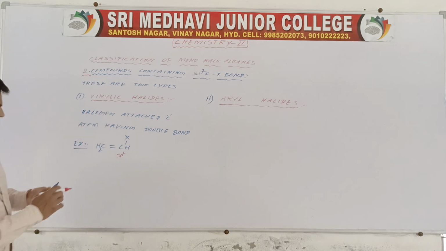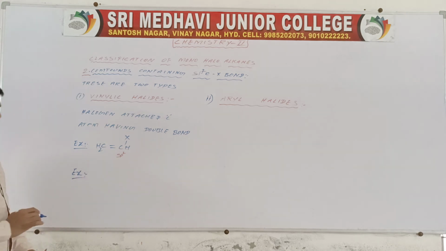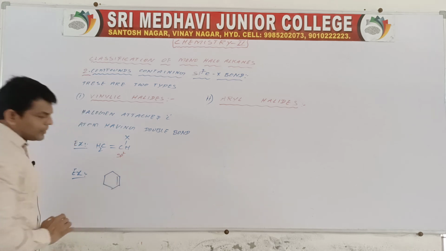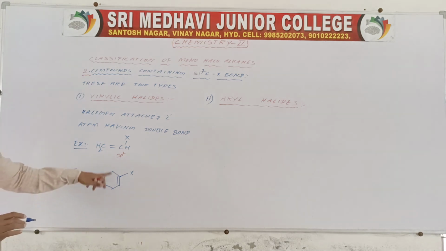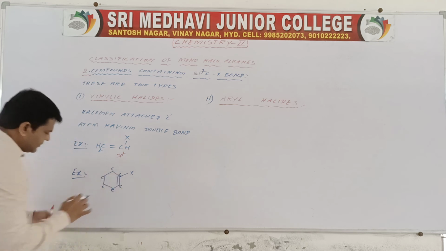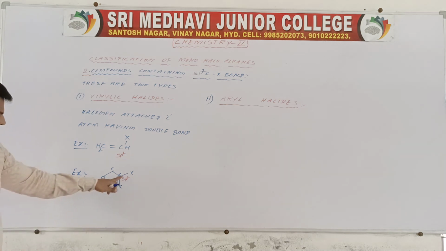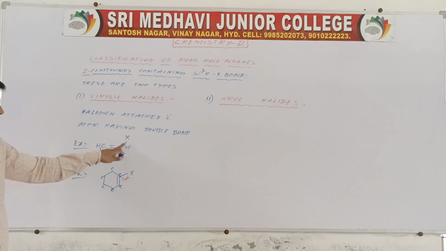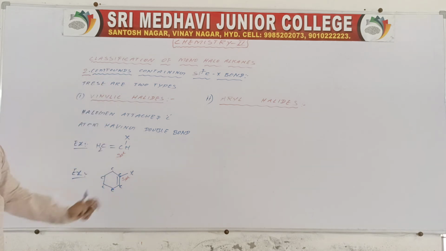One more example I will give. Here there is a double bond, and here X. The carbons undergo sp2 hybridization. So the halogen attached carbon atom has a double bond, sp2, sp2. Understand, it is a vinylic halide.